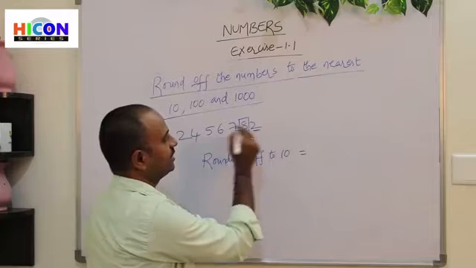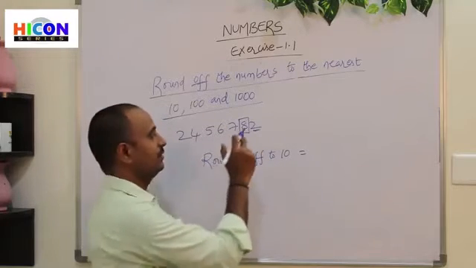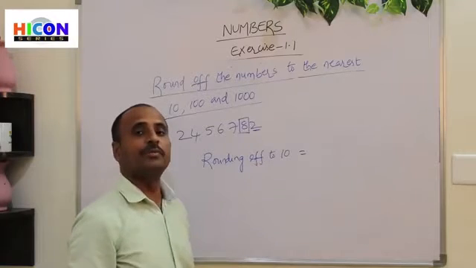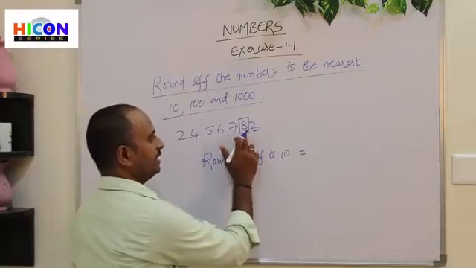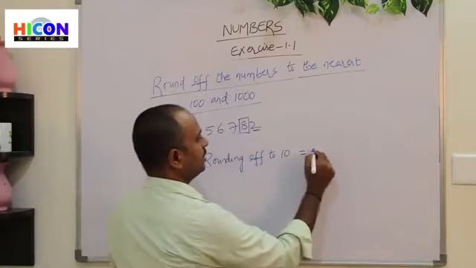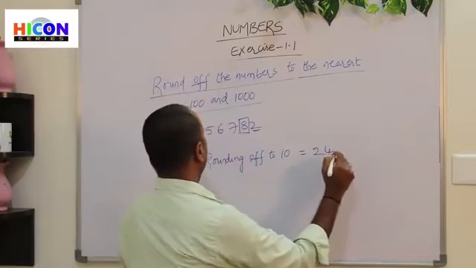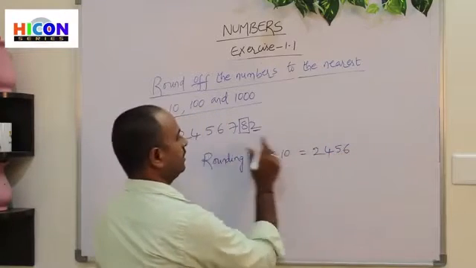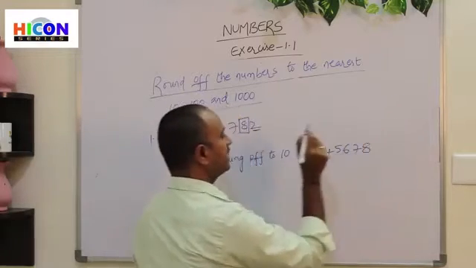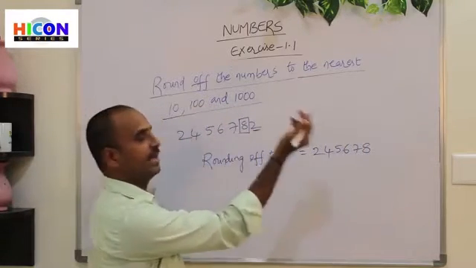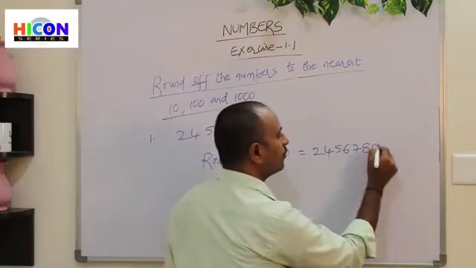So check the next digit. The next digit is 2 and it is less than 5. If the next digit is less than 5, keep the same tens, no change in tens. That means the remaining digits should not be changed. That means 5, 6 and 7, and keep the same tens, that is 8 tens, and put zeros for the remaining digits. There is only one digit after the tens place, so put 0 for the ones place.